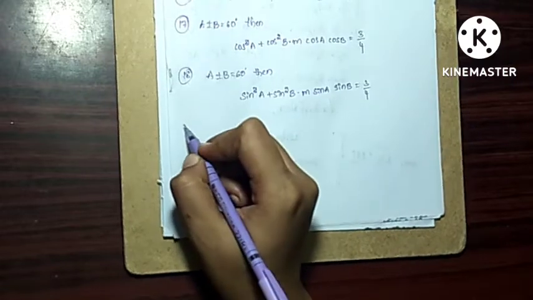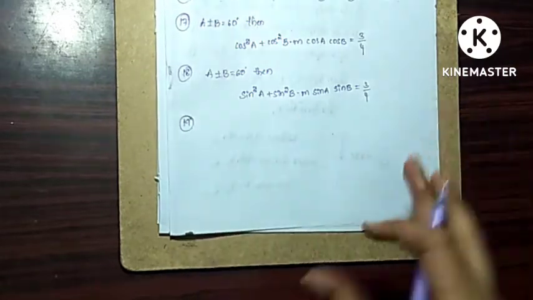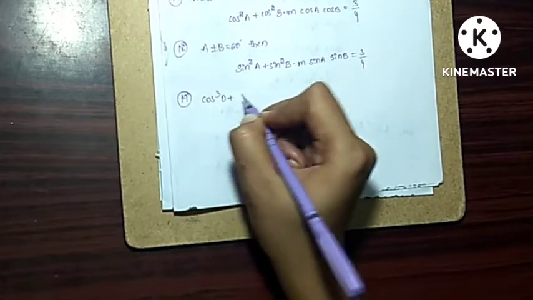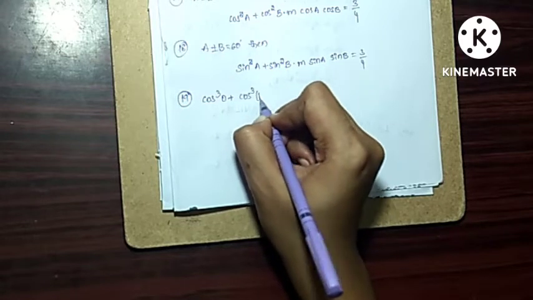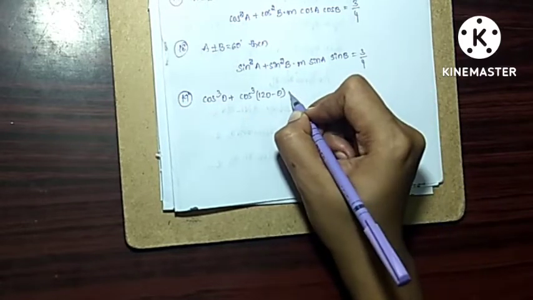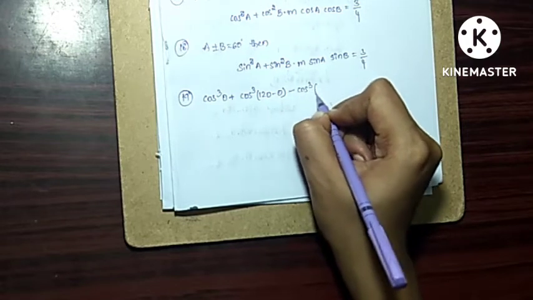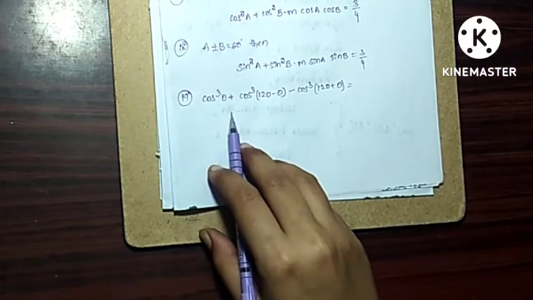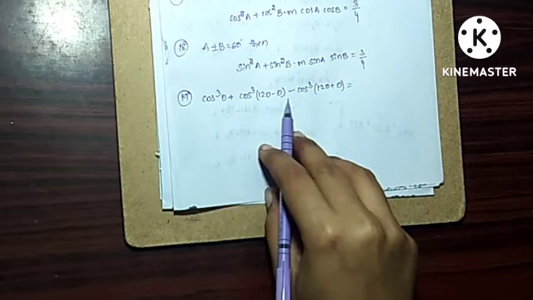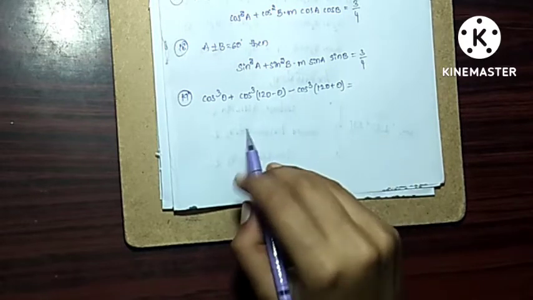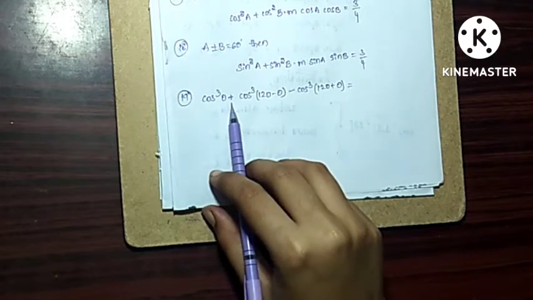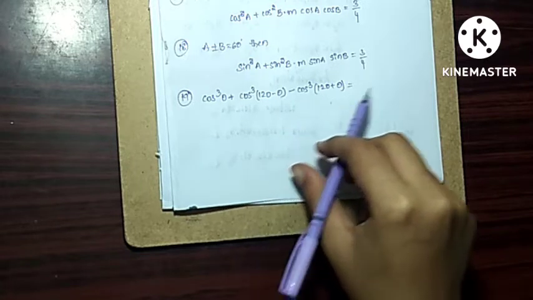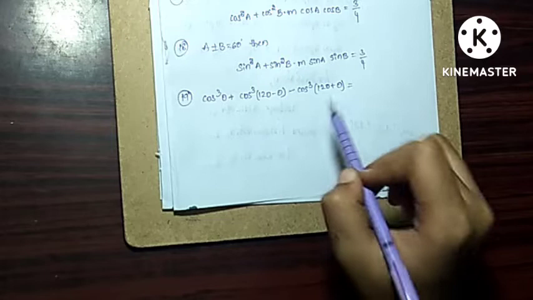Okay. Now we will see the 19th formula, which is the cube form of cos. Cos cube theta plus cos cube 120 minus theta, minus cos cube 120 plus theta is equal to. See, here for the minus sign we wrote plus, and for the plus sign we wrote minus. Okay, for cube forms, this is cos cube theta plus cos cube 120 minus theta minus cos cube 120 plus theta. These are the forms for cos cubed.